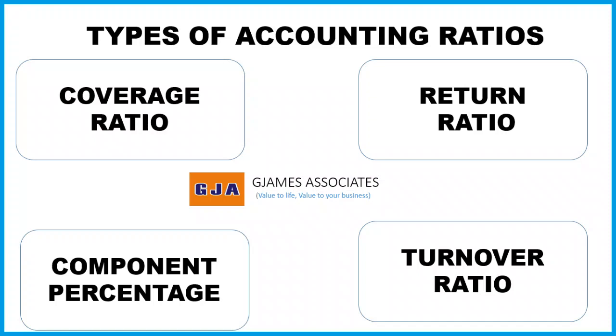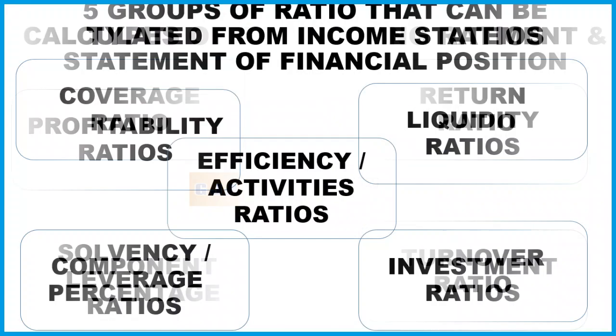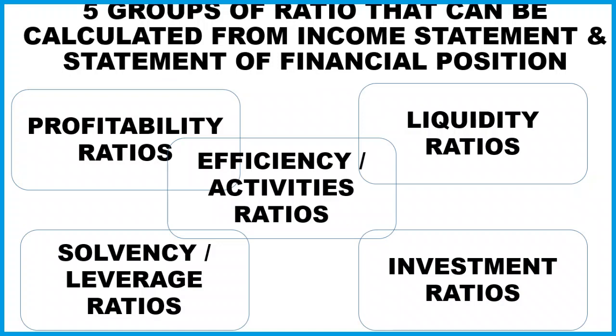So we've spoken about coverage ratio, components percentage, return ratio, and turnover ratio. There are other five groups of ratios that can actually be calculated from both the income statement, that is statement of comprehensive income, and statement of financial position. We'll be talking about the profitability ratio, efficiency ratio, liquidity ratio, investment ratio, and solvency ratio. When we're talking about profitability ratio, what are we talking about? This actually measures how profitable we are. When we're talking about efficiency, that is efficient utilization of our resources, that is why it's called activity ratio.